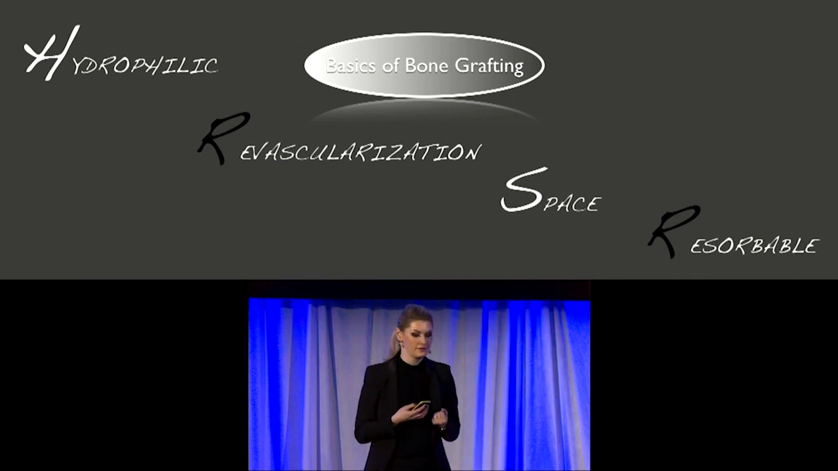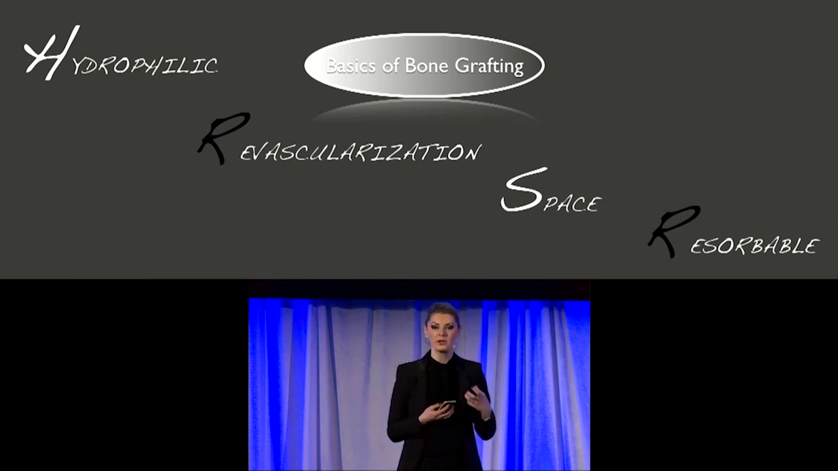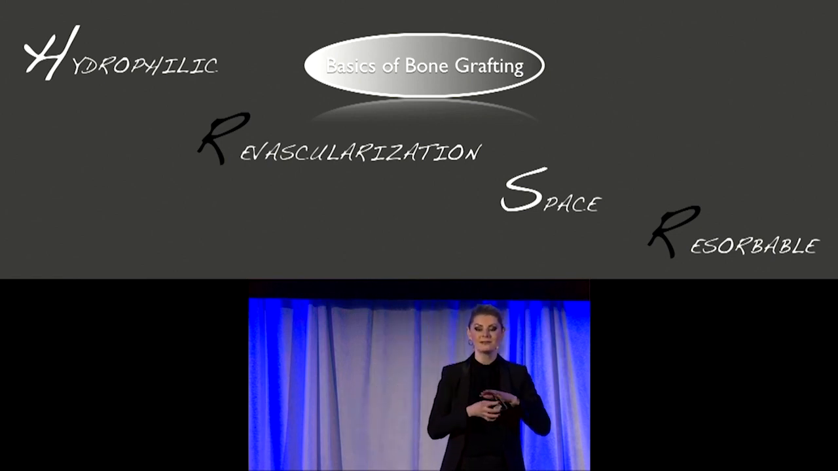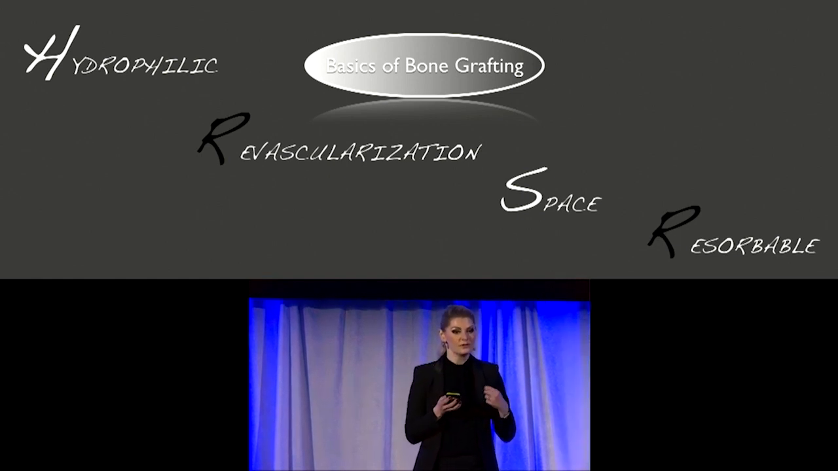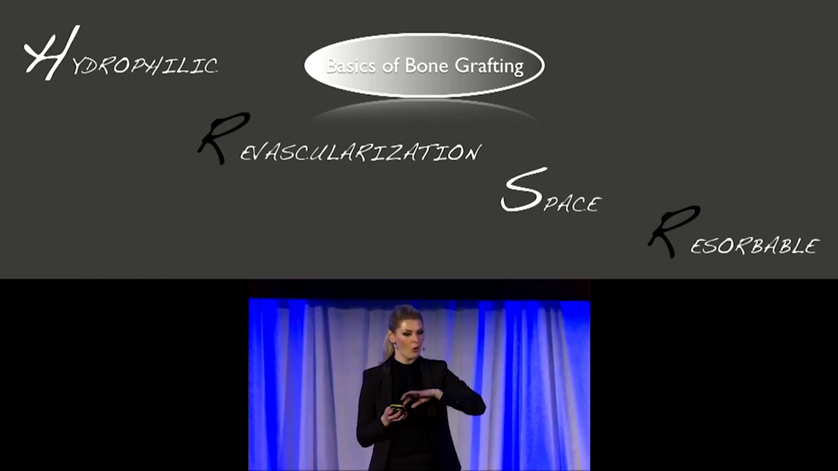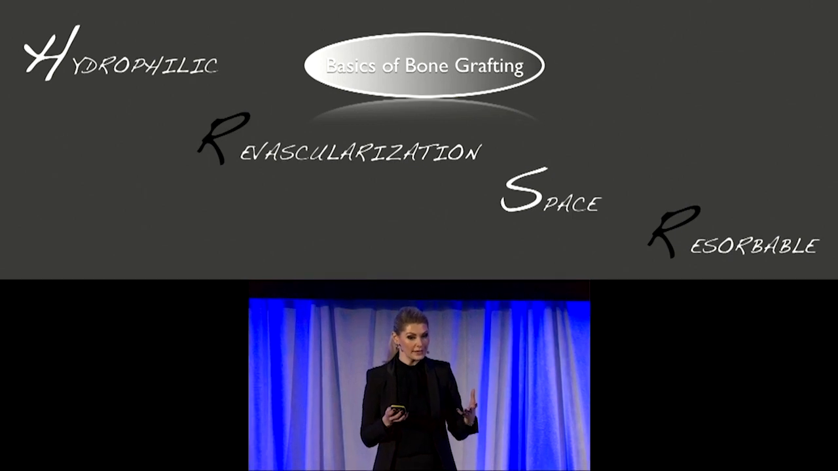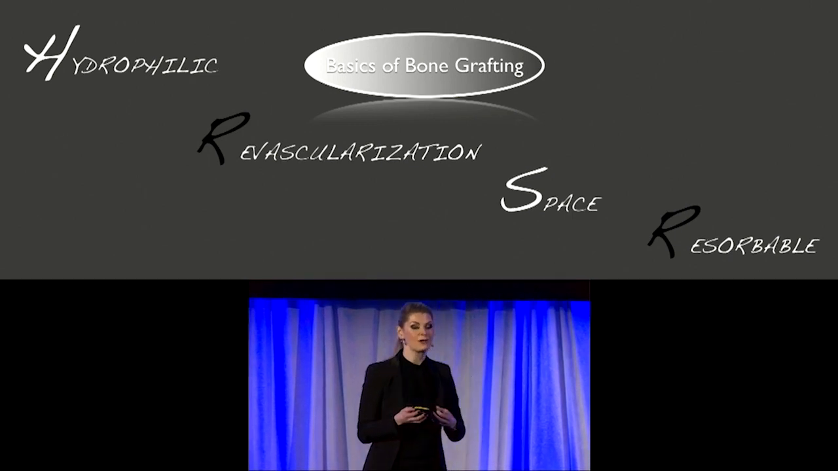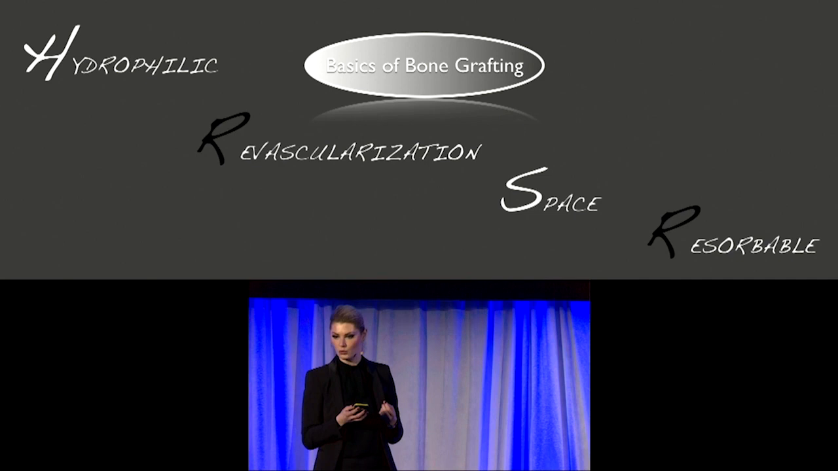Revascularized so we can have all the cells necessary come in through the blood and basically biologically make this bone go through metabolism. It has to have enough body and be hard enough and large enough to maintain the space of our defect in the time of healing. And it has to be resorbable because ultimately our goal is to have all this bone that we placed in a defect to be resorbed and to be replaced with the patient's own tissue.